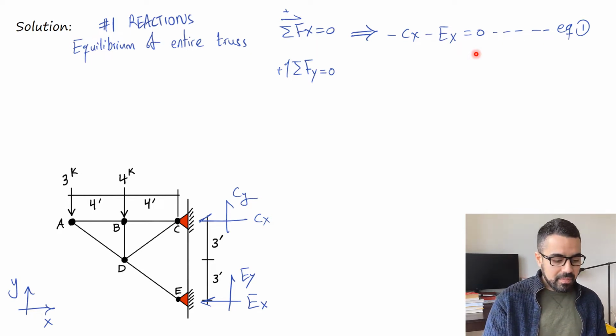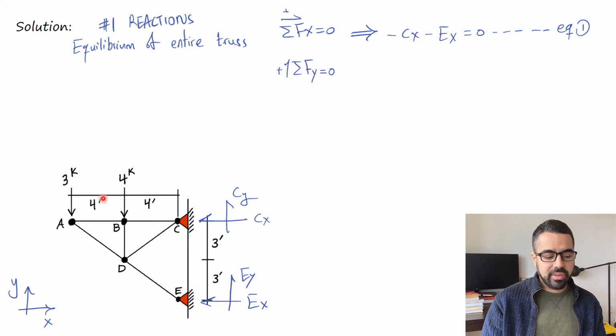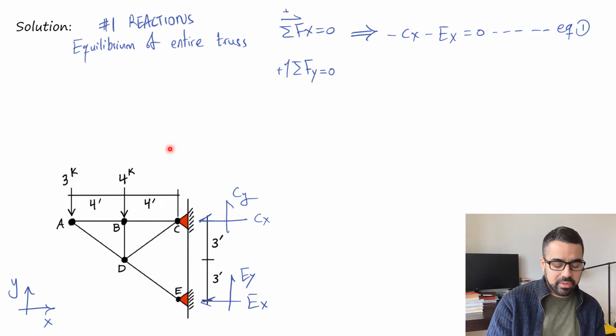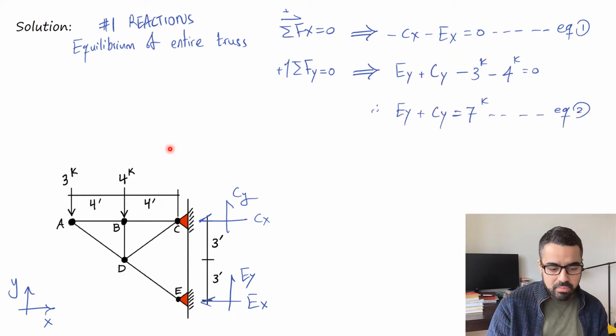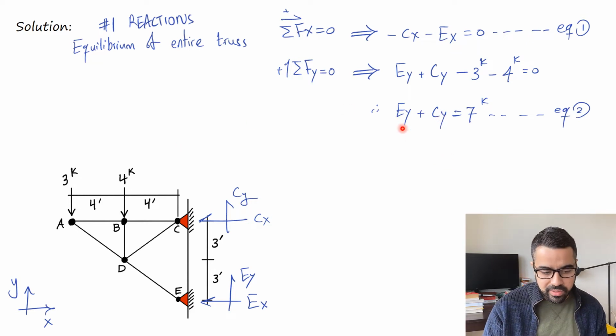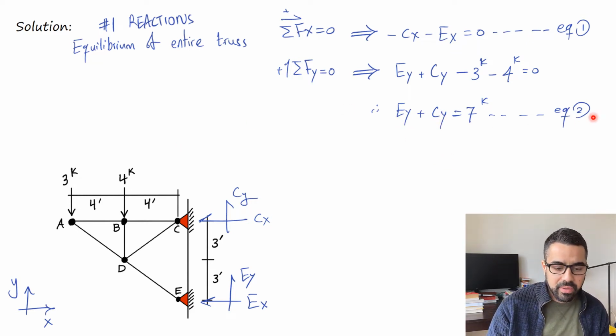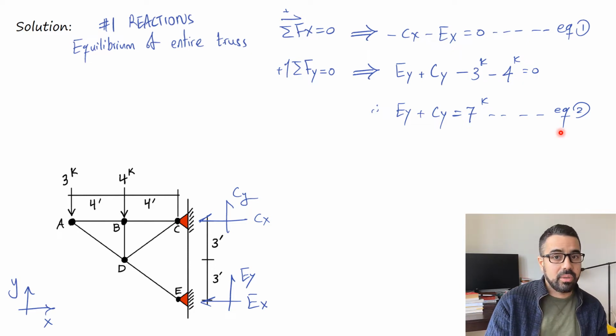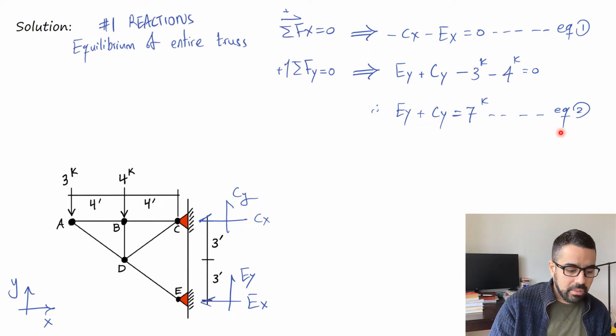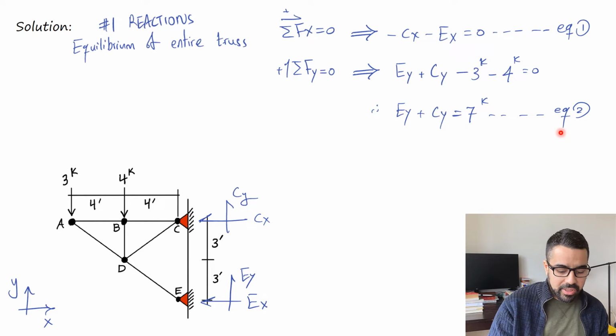So again, we have CY going upward, so it'll be positive. That's an assumption. EY is positive as well, and they'll be resisting the 3 and 4, which are both in the negative direction. So with that, it's going to give us EY plus CY equals 7, which is equation 2. The third equation we have for the equilibrium is the summation of moments.